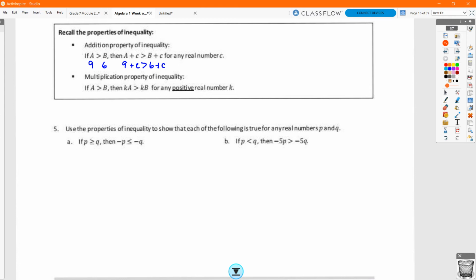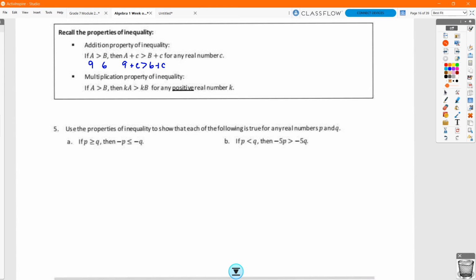The multiplication property of inequality states that if A is greater than B, then K times A has got to be greater than K times B for any positive real number. That is the stressor, a positive real number. So using the properties of inequality, show that each of the following is true for any real numbers P and Q. For part A, if P is greater than or equal to Q, then a negative P has to be less than or equal to a negative Q.